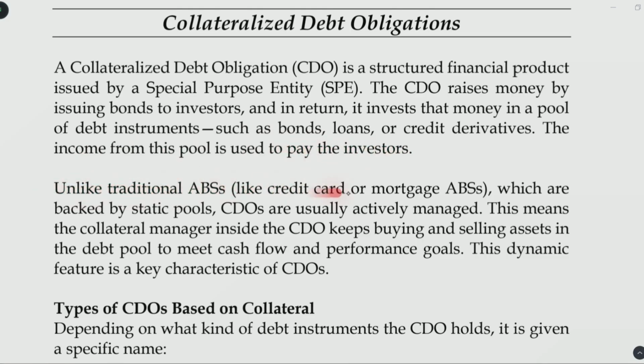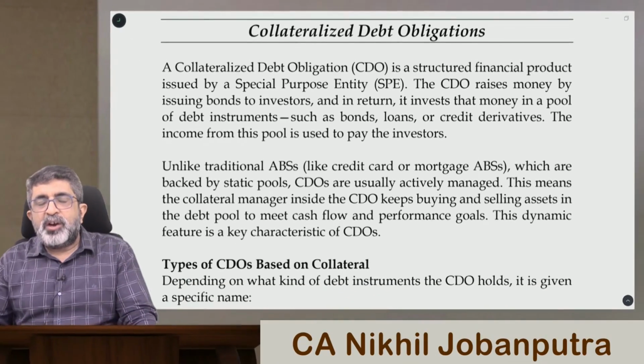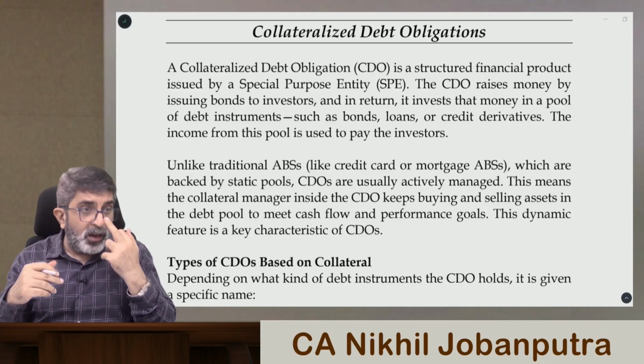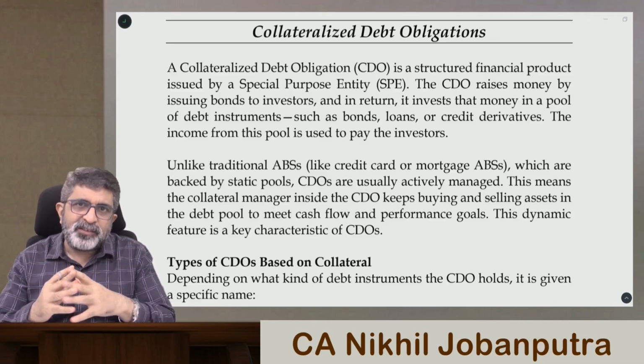Unlike traditional ABS like credit card or mortgage ABS, which are backed by static pools, CDOs are usually actively managed. This means the collateral manager inside the CDO keeps buying and selling the assets in the debt pool to meet the cash flow and performance goals. This dynamic feature is a key characteristic of CDOs. So first of all, let me explain what exactly are CDOs, collateralized debt obligations. So this is again a new category of ABS.